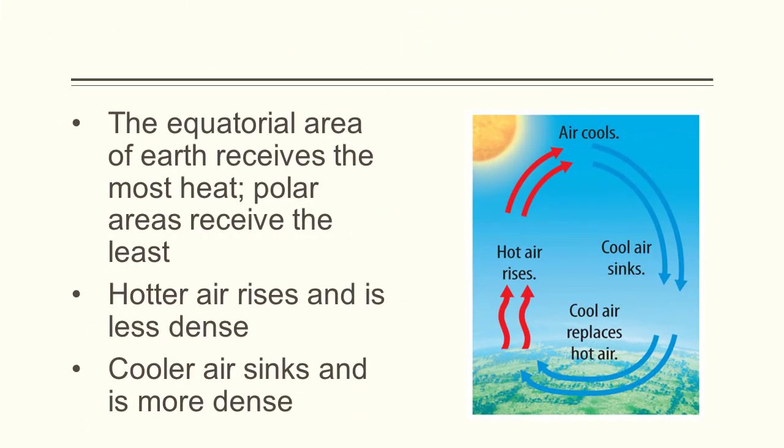Differential heating causes air to rise in the atmosphere at some locations on the planet and then to sink back to the Earth's surface at other locations. If the Earth did not rotate but remained still, rising air at the equator and sinking air at the poles would cause winds to blow north to south or south to north depending upon which hemisphere you are in.